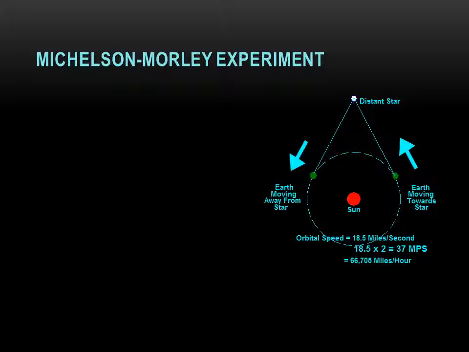So they measured the speed of light coming from a distant star while the Earth, in its orbit around the Sun, was moving towards that star, and again while the Earth was moving away from it. They expected to find a 37 mile per second difference in speed, but the speed of light measured the same in both cases. And this is one of the unexplained dilemmas about light.